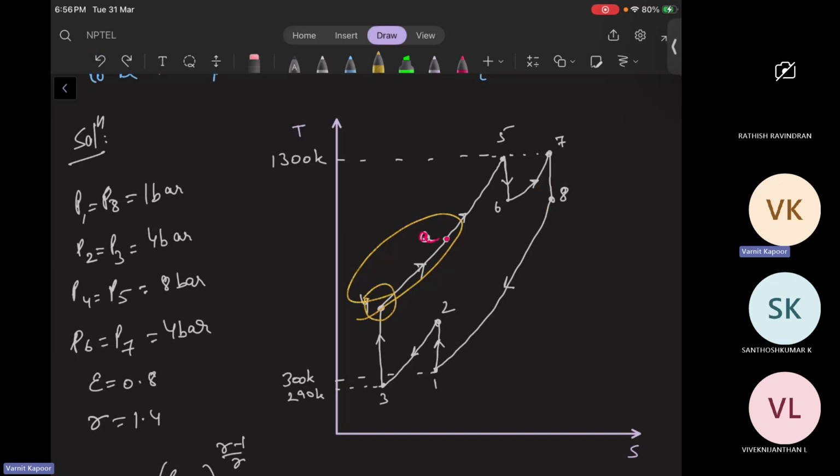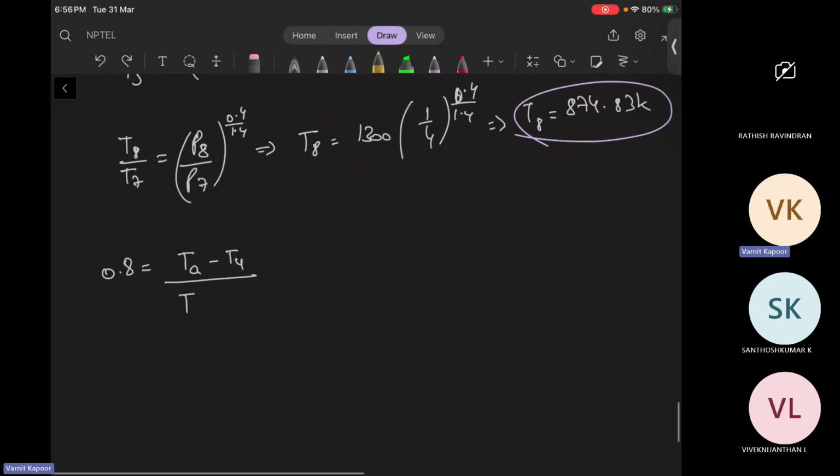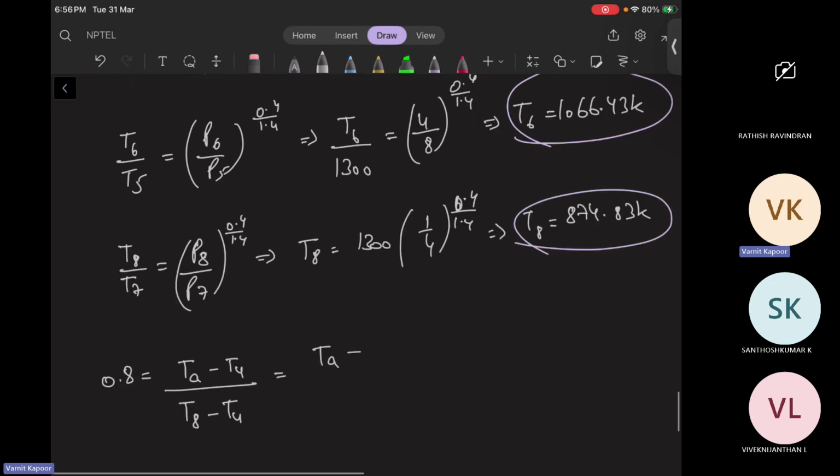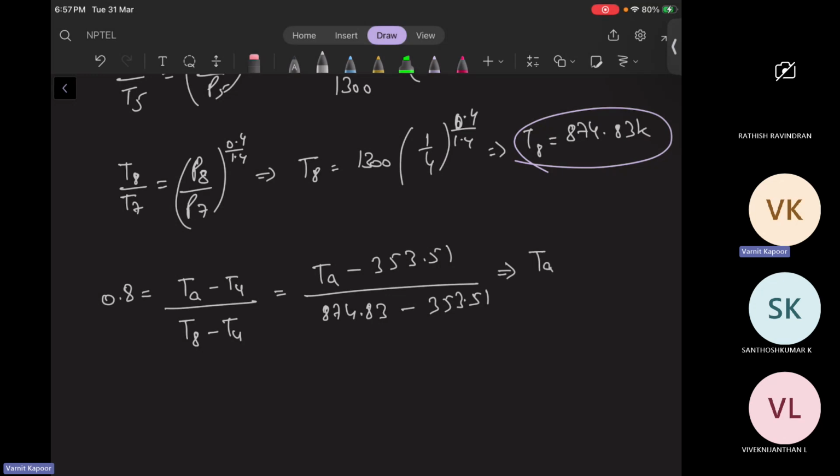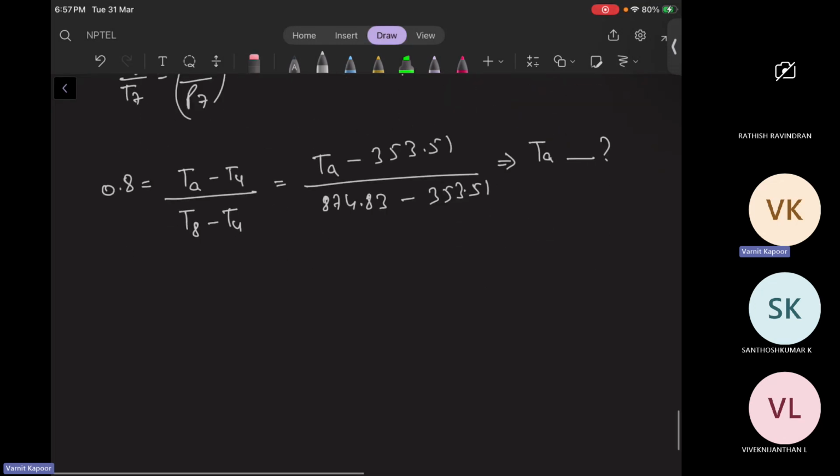Okay, all right. So let us write it down. T8, how much maximum it would have been increased. So TA you don't know, T4 you know from here, 353.51. T8 you know 874.83, and T4 again 353.5. Okay. So from here, your TA will come out. Okay. And you can use this TA in the efficiency now.